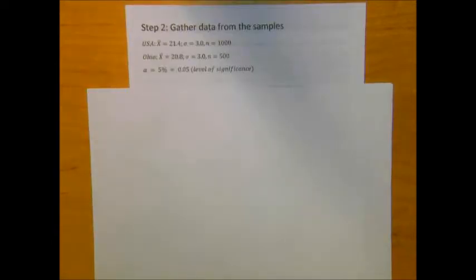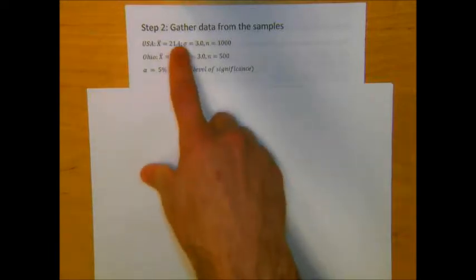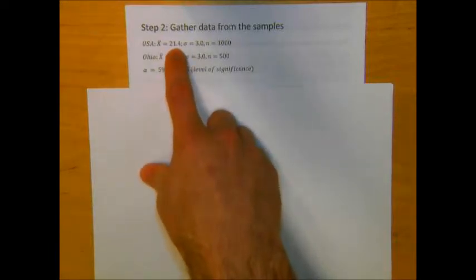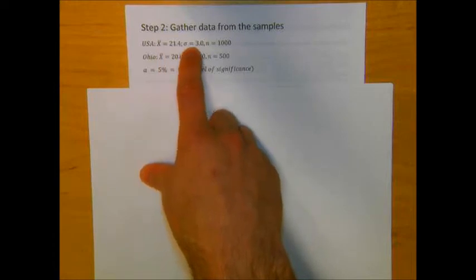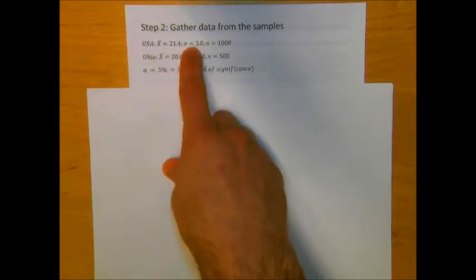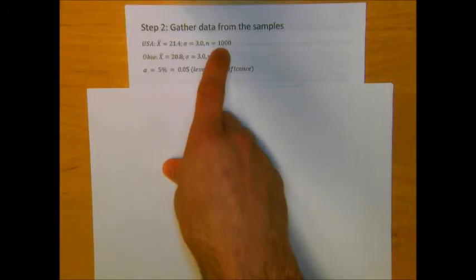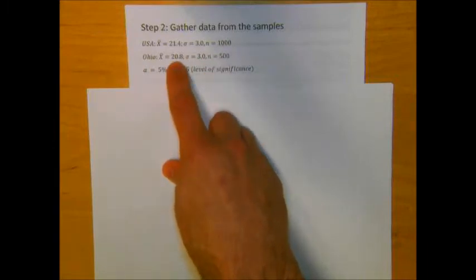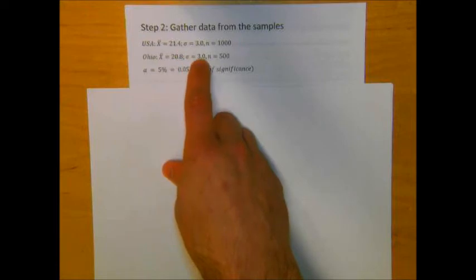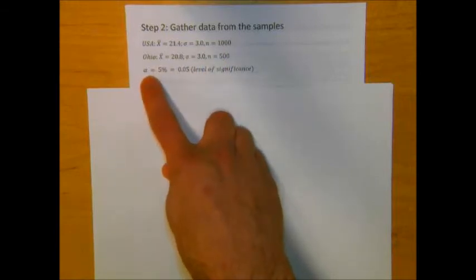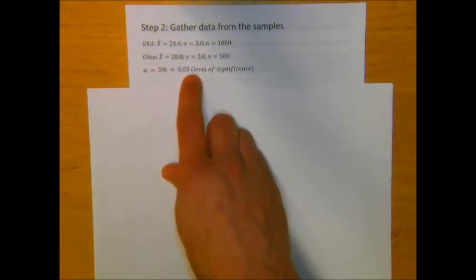In step 2, as usual, we gather data from the samples. You may want to go back and read the question again to make sure you know where these numbers are coming from. We saw a sample mean from the entire United States sample of 21.4 with a known standard deviation of 3.0 and a sample size of 1,000. The Ohio sample turned out an average of 20.8 on the ACT with the same known standard deviation and a smaller sample size of 500. Here we wish to test at the 5% level of significance.